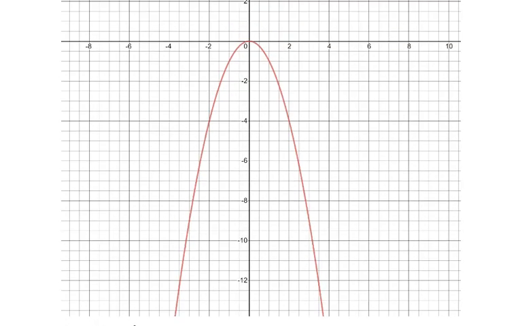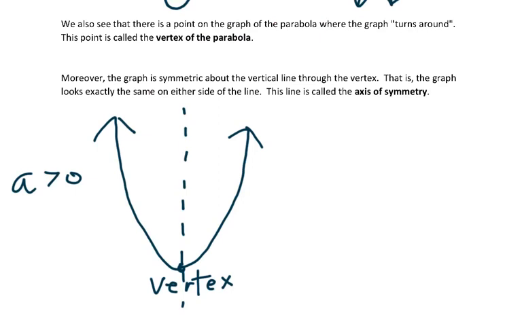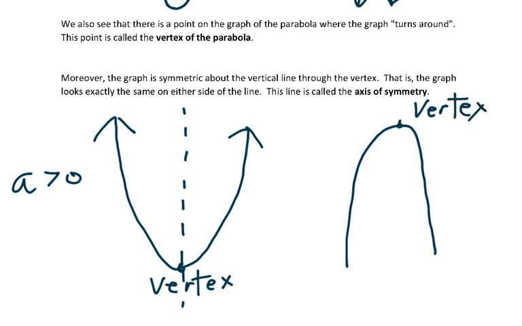In negative x squared, the vertex, you can see, is also the origin. That's where the graph turns around. The axis of symmetry, again, is the vertical line through the vertex. So here, it's the y-axis. You can imagine taking the graph and folding it along the y-axis. Both halves of the graph would match up. I drew it as a dashed line here, but that's okay. The vertical line that goes through the vertex, we call the axis of symmetry. So we have the vertex of the parabola and the axis of symmetry.